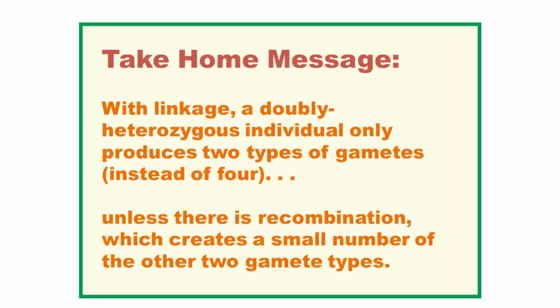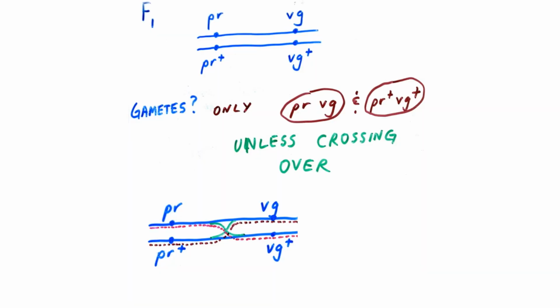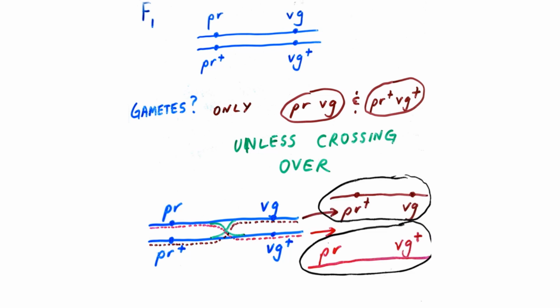So if you have linkage, the double heterozygote should only produce two types of gametes, unless there's some recombination between the homologs. If there is, then every time you get a crossover between the genes, as I've drawn at the bottom here, the new linear strand is going to have the allele from the maternal homolog and the other gene's allele from the paternal homolog, and vice versa. You create equal numbers of each. So now we'd also get a PR+ VG and a PR VG+. We just wouldn't get as many.